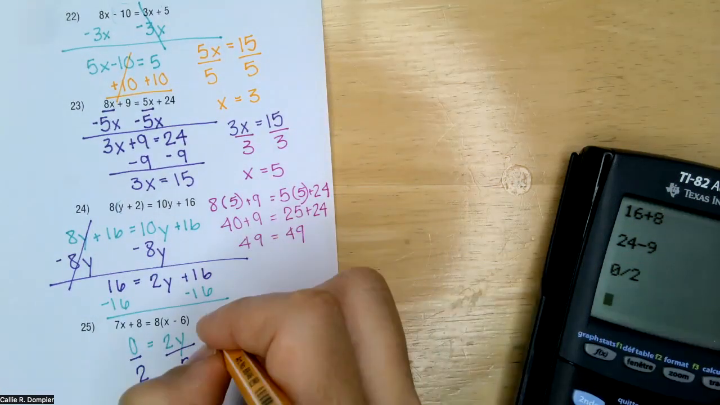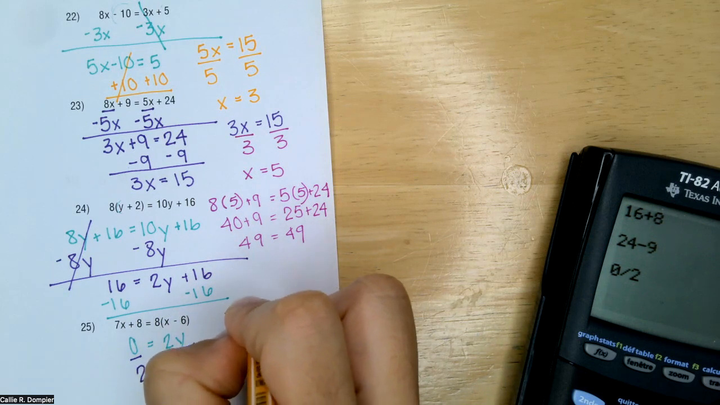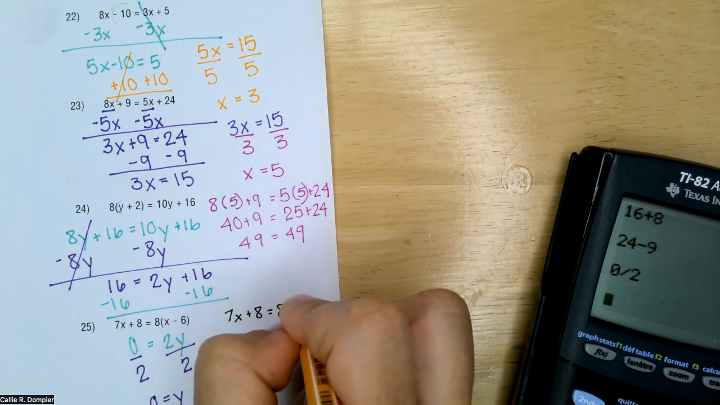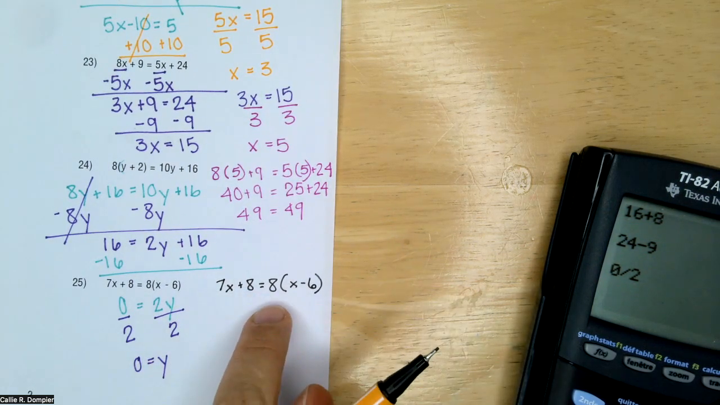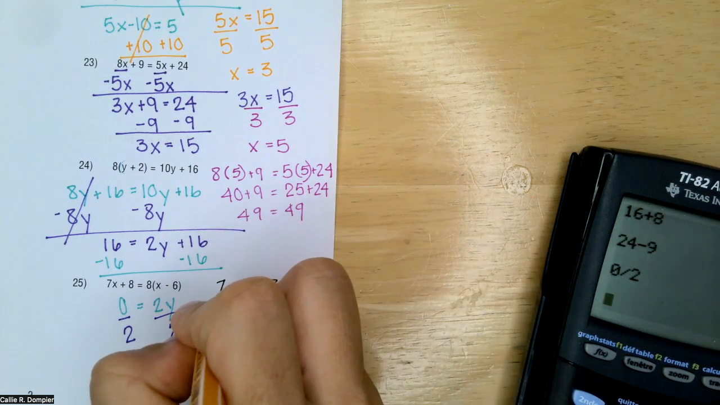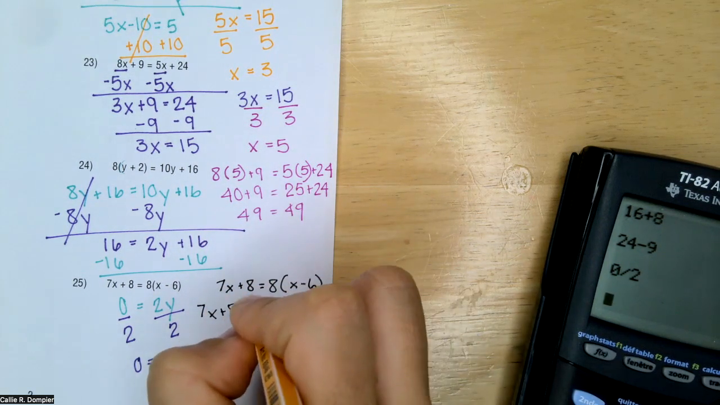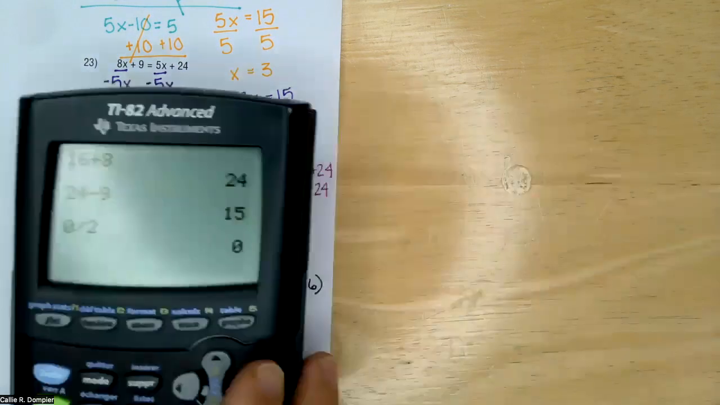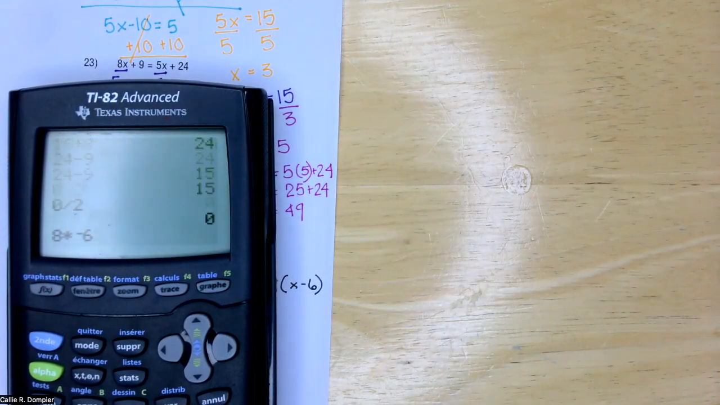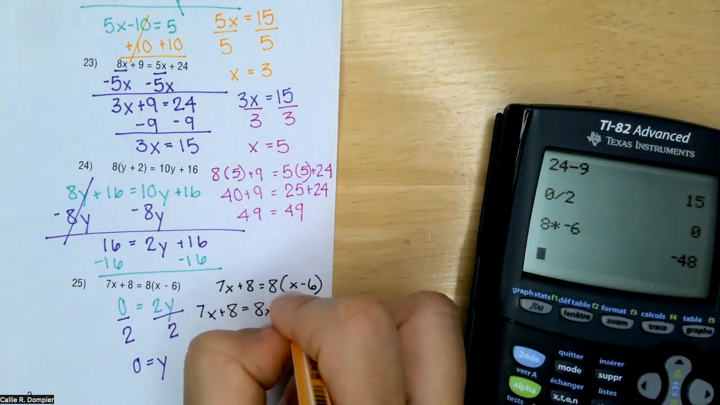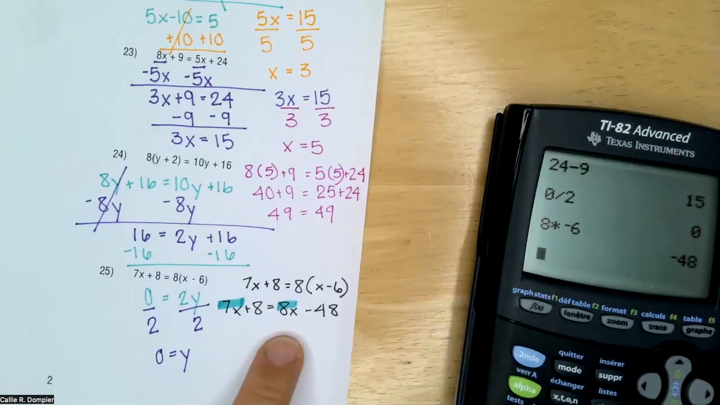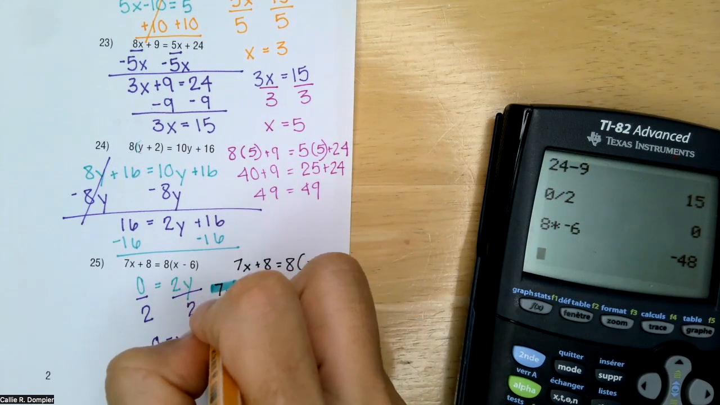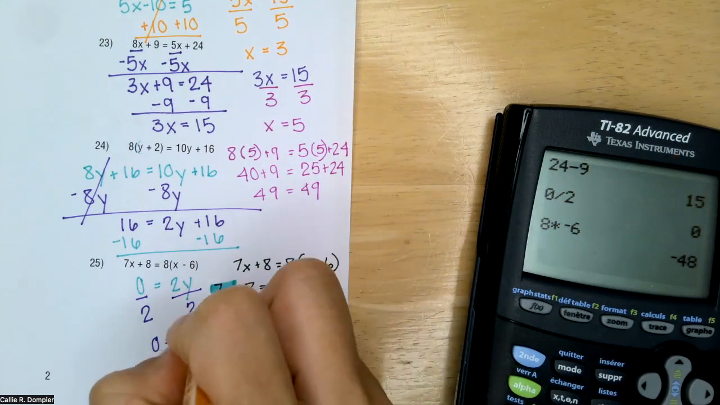Last one, 7x plus 8 equals 8 times the quantity x minus 6. First thing I'm going to do, there's nothing to combine on this side. I'm going to distribute on the other side. 7x plus 8 equals 8 times x is 8x. 8 times a negative 6. Don't forget the negative, it's a negative 48. Okay, look at your x's. Positive 7 and positive 8. I want to keep it positive, so I'm going to subtract 7x. Subtract 7x.